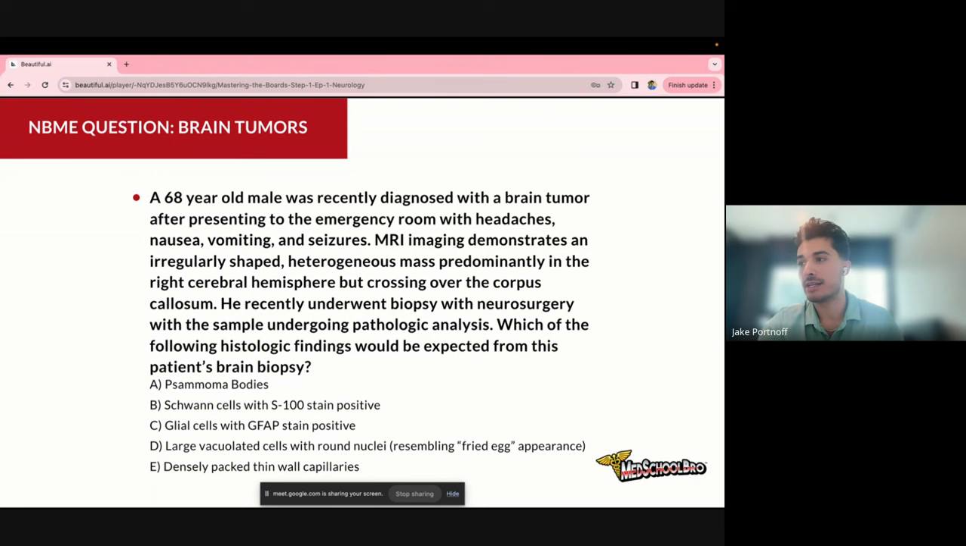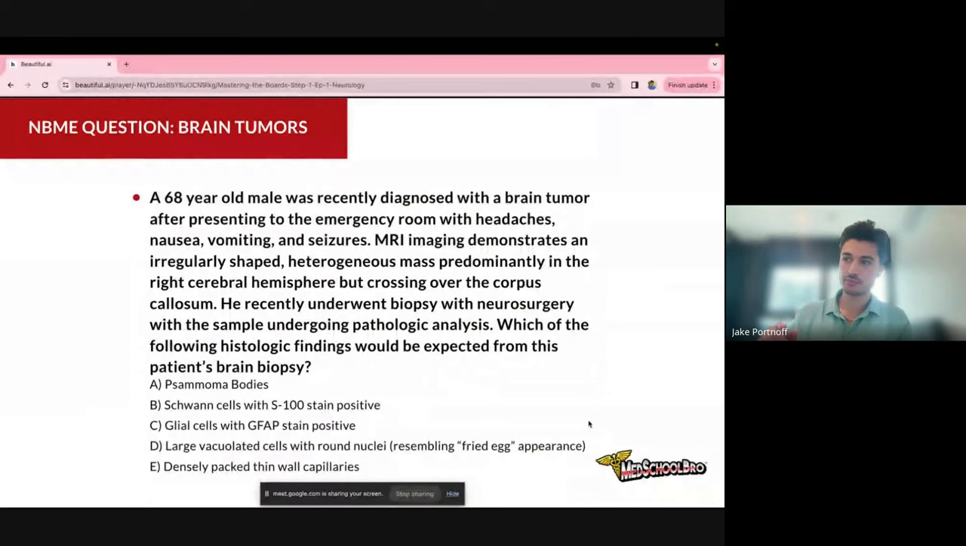Large vacuolated cells with round nuclei. This is your oligodendrocytes. I remember oligodendrocytes, egg, right? Fried egg appearance, right? Chicken wire capillaries. And finally, densely packed thin wall capillaries. What is that? Hemangioblastoma, very, very good.